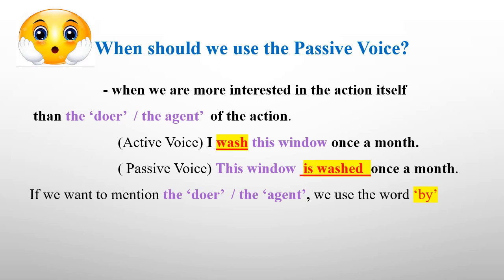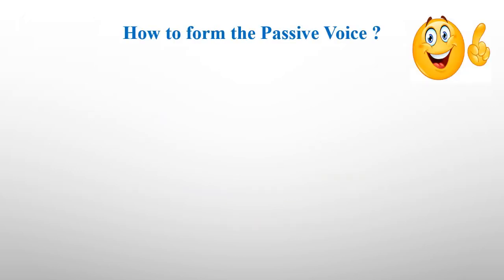If we want to mention the doer or the agent, we use the word by. For example, the floor is usually washed by the cleaner. So I'm sure you got the idea of the differences between the active and the passive structures. So now, let's analyze more carefully how to form the passive voice.